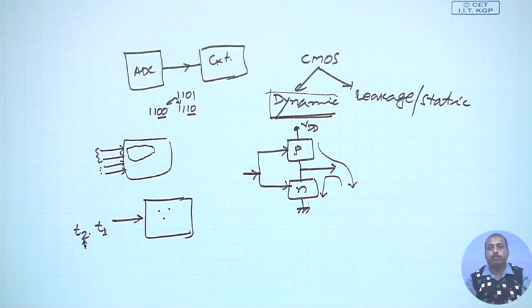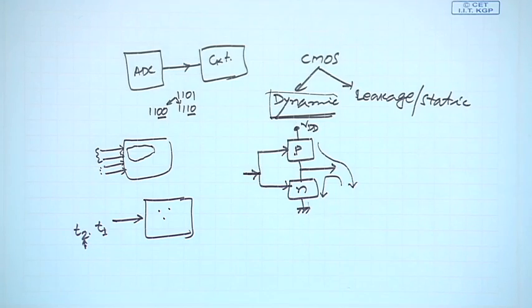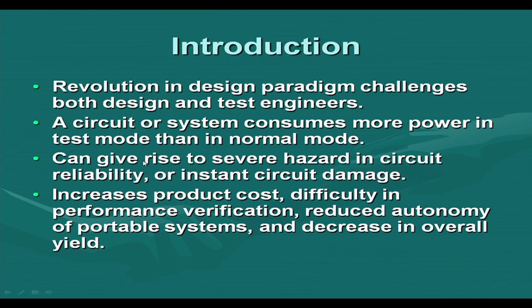So, in case of testing, these successive patterns are highly uncorrelated, whereas for normal operation, successive inputs are often very much correlated to each other. So, that is why this circuit or system consumes more power in test mode than in normal mode. If the correlation is less, that means there will be more switching, because many of the inputs will change, as a result it will consume more power. So, it can give rise to severe hazard in the circuit reliability.